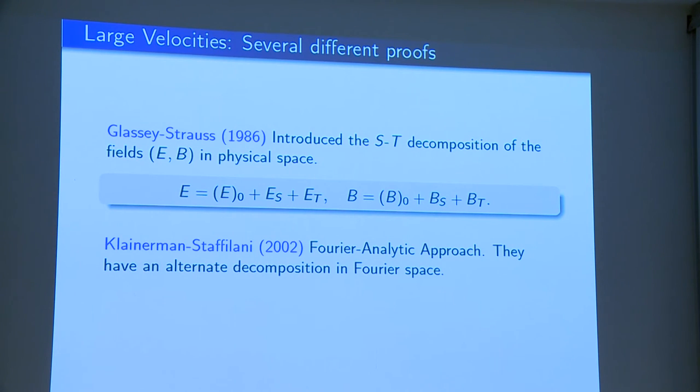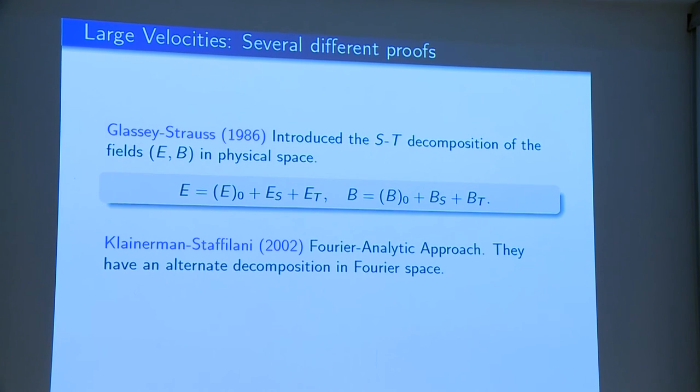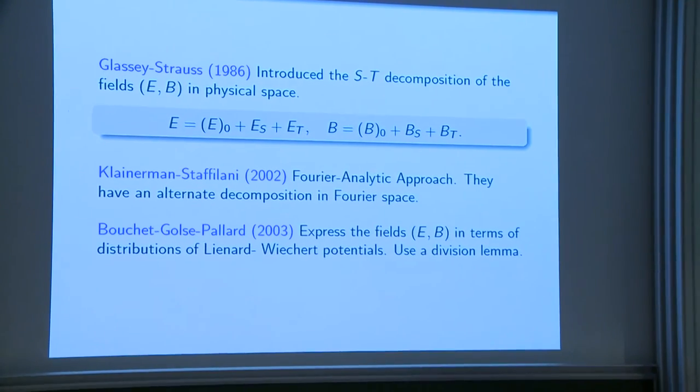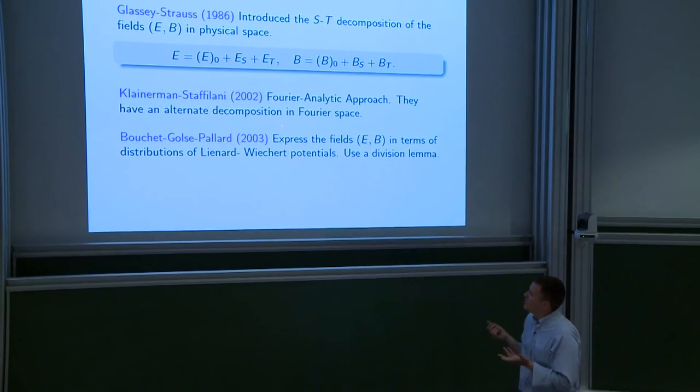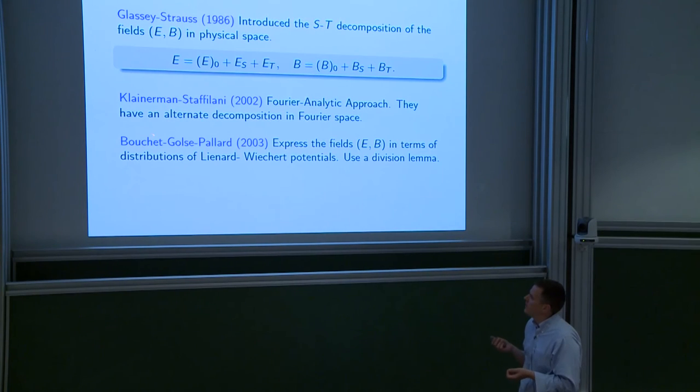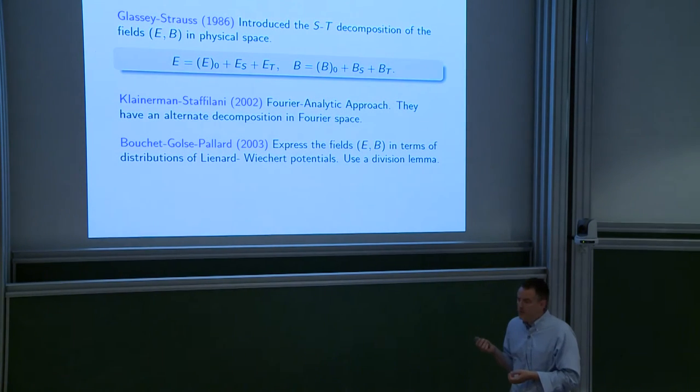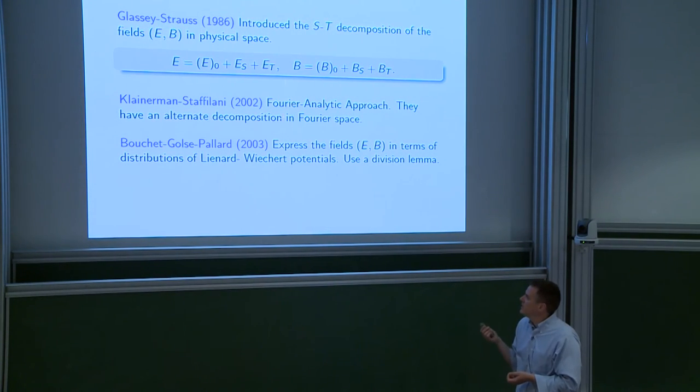They took the Fourier transform of the whole equation and wrote down their own Fourier space representation of the fields, and they use Fourier-based methods to prove the estimates. But at the end of the day, they get a similar result. And you also have the Boucher-Gauss-Pollard. So these two papers are basically from the same time. I don't actually know the sequence, but these are the publication dates, I believe.